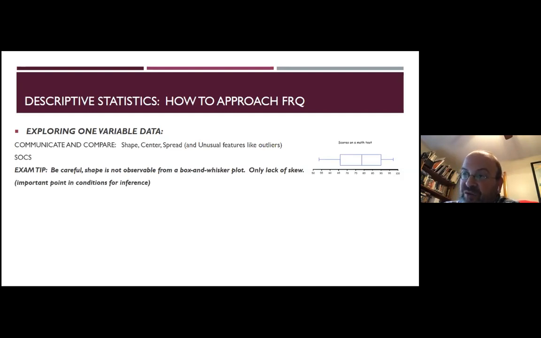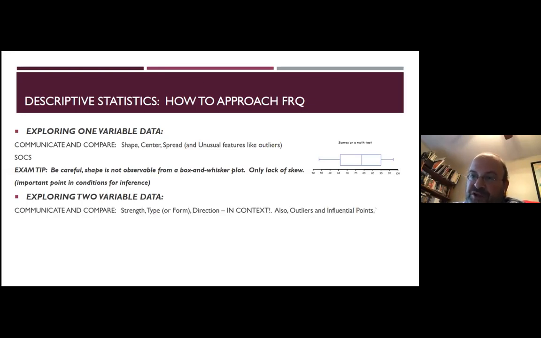Okay, it's an important point in chapter 1. And similarly, it's an important point in inference problems. Okay, when we look at 2 variable data, which is to say regression, we think about strength, type, and direction. Some teachers teach it as form, which is to say linear or nonlinear. I've always discussed it as type. That's just how I learned it. And make absolutely sure that it's in context. You also want to mention outliers and influential points.